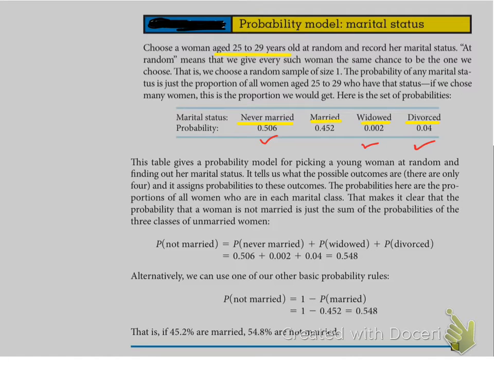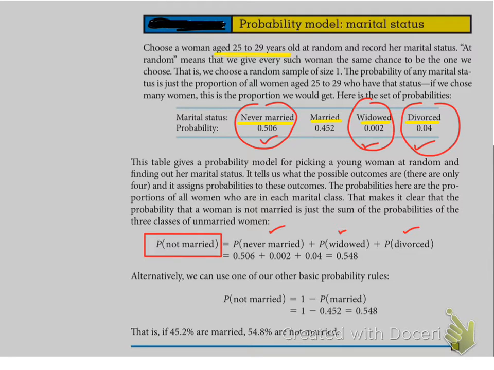In these three cases, you can consider a single bigger group that's going to be not married. If someone is not married, they are either never married, widowed, or divorced. So you can combine these three categories together, and when you add the probabilities, that's going to be 0.548. The numbers are a little bit different from your original textbook, so it's fine.